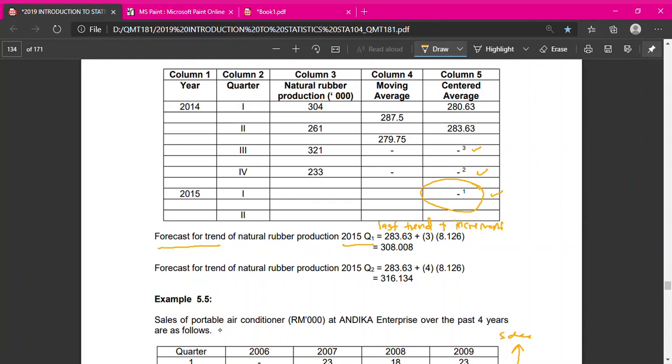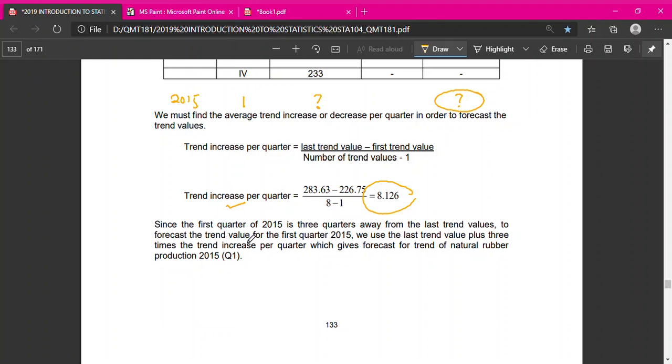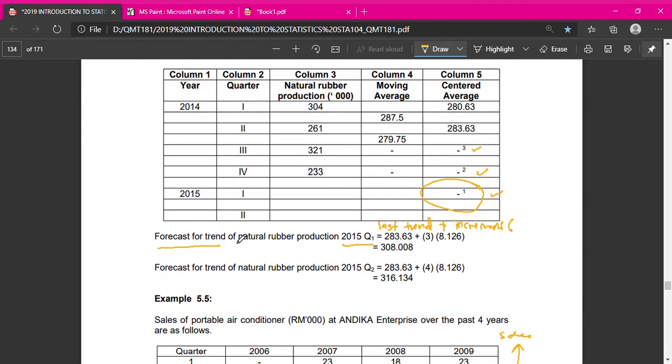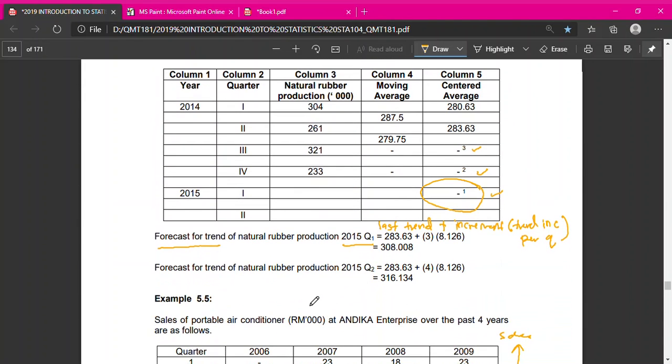Okay, multiply with the trend increase per quarter. Okay, trend increase. Increase per quarter. We already found this earlier, 8.126, the value here. Okay, the last trend is 283.63 plus the increment 1, 2, 3, multiplied by the trend increase per quarter. So you will get 308.